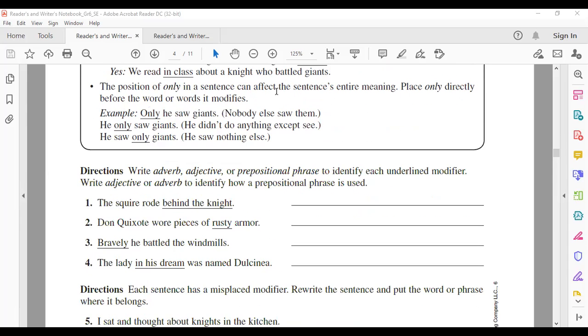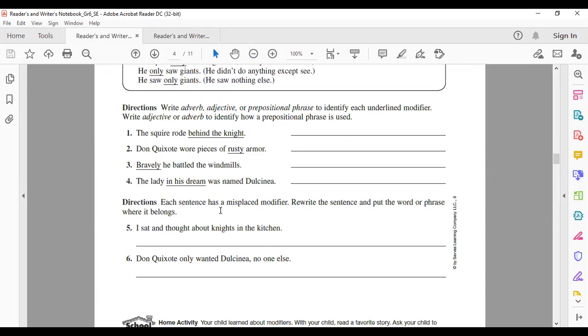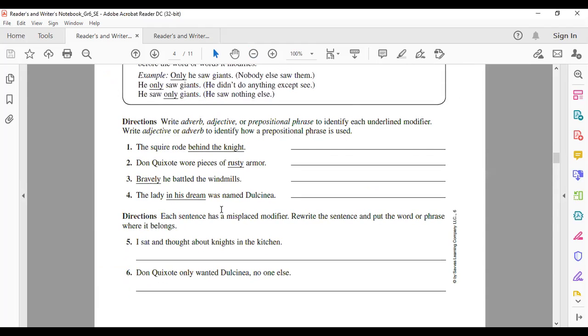Can you read the question, Mateen, please? Yes, miss. Write adverb, adjective, or prepositional phrase to identify each underlined modifier. Write adjective or adverb to identify how a prepositional phrase is used. Okay, so let's understand the question. Read the sentence and see the underlined word right here. Tell me if it is an adjective, an adverb, or a prepositional phrase.